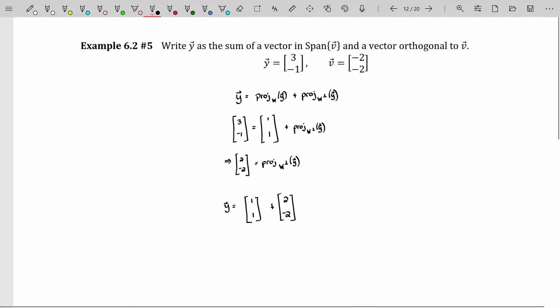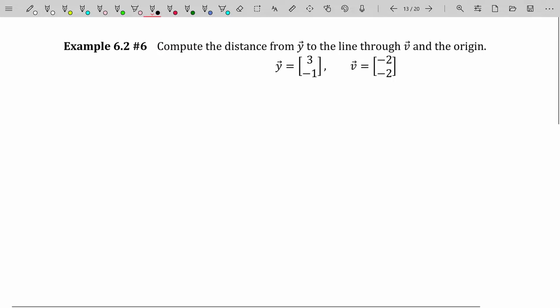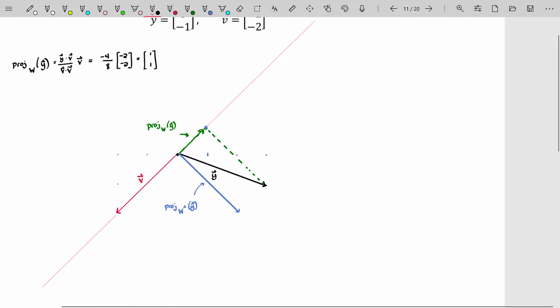This skill, while not very useful right now, is going to be plenty useful in a little bit, specifically when we get to something called the Gram-Schmidt process. But we have a little bit of time before we get to that process, so let's go ahead and move forward to the very last problem in this video. Compute the distance from the vector y to the line through v and the origin. Now again, I'm going to go back to our drawing to really showcase what this looks like. I want to compute the distance between the vector y and that pink line, the span of v there.